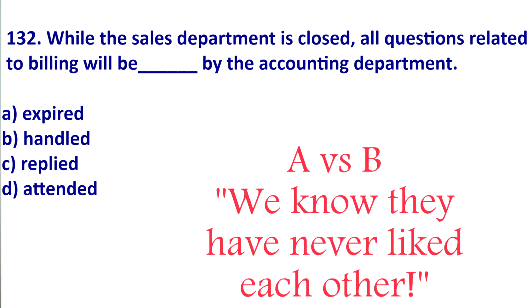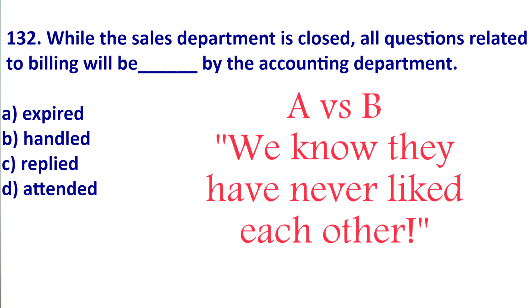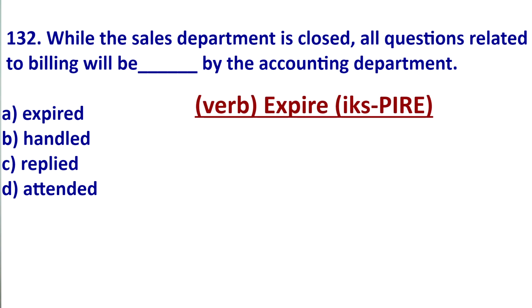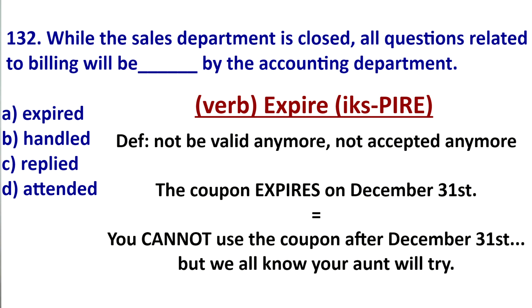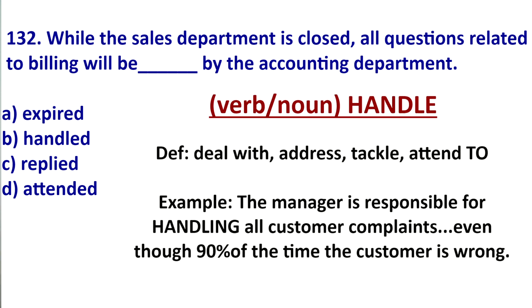So now we have A and B. We have expired and handled. Here you just have to understand the vocabulary. Expire means it isn't valid anymore. An example, the coupon expires on December 31st. You cannot use the coupon after December 31st. The store or the company will not accept it. Why? That's the rule. Handle means deal with or manage. An example, the manager is responsible for handling all customer complaints.